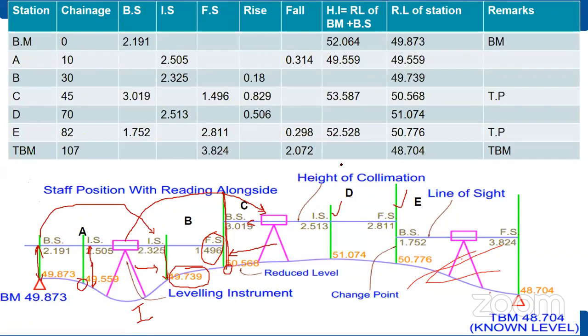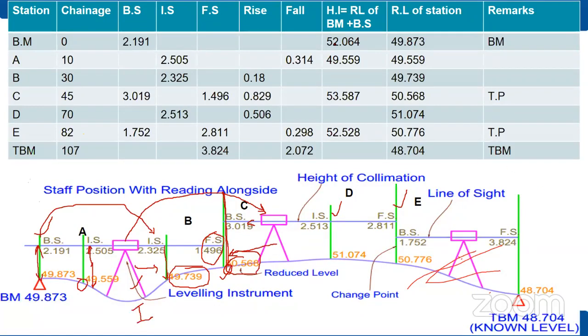Okay, so the readings are tabulated over here. This is the station: benchmark, A, B, C, D, E. Station means staff position. Instrument position we never note down; nothing to do with the instrument position. Station, then chainage, then backside. Backside means a sight taken for a point of known elevation. Already I know this point's elevation from the previous reading, 50.566. Then intermediate sight, then foresight. Then these are the calculations. Calculations I will explain after giving a demo.